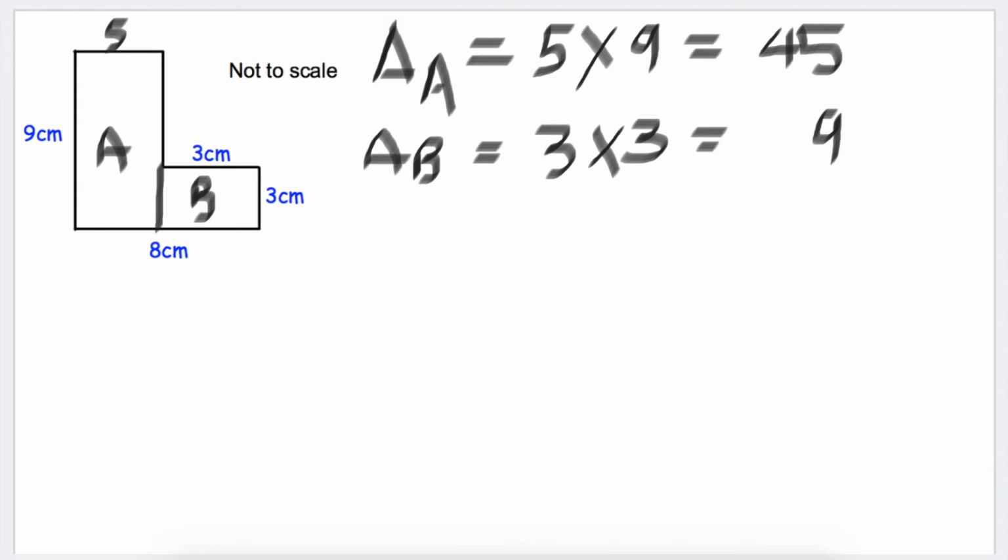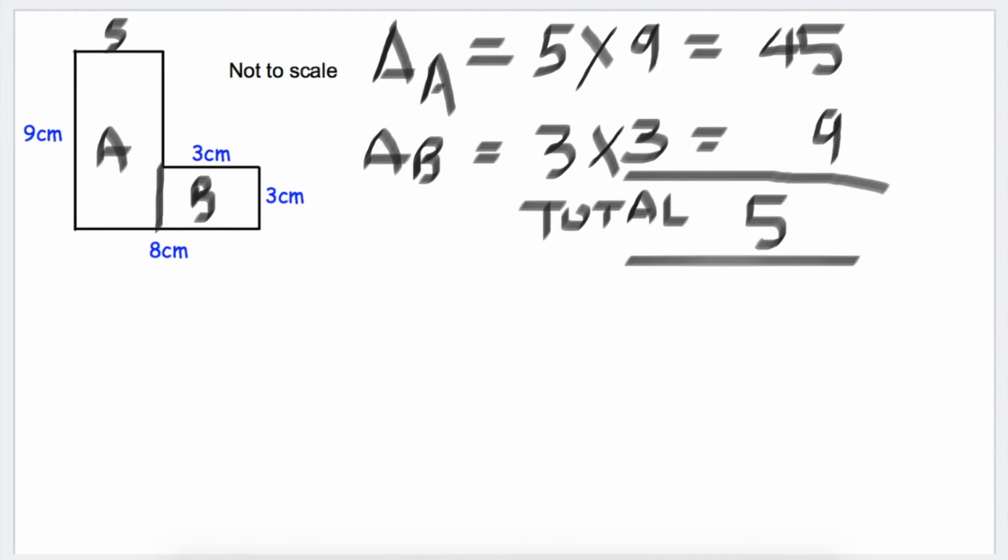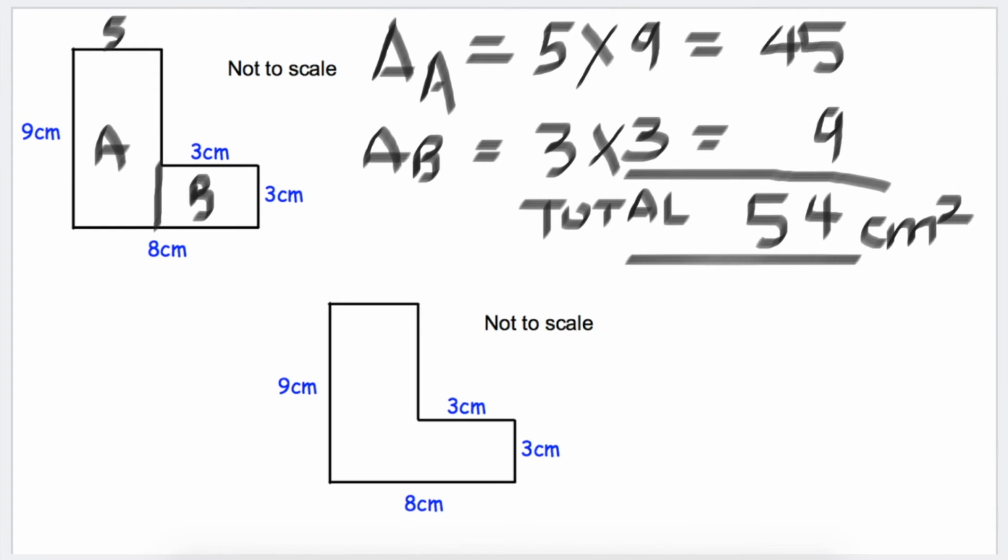So now, since these two areas are outside of each other, all we're going to do is add them. So the total area is going to be 54 centimeters squared. You can still get the same answer if you divide that irregular shape differently.